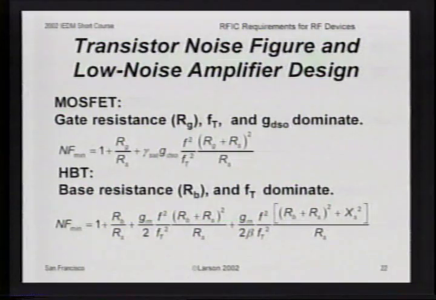And then there's a final term which actually depends on the current gain, or beta, of the transistor. And this is the one area where bipolar devices have a slightly worse intrinsic noise figure than MOSFETs. This shot noise in the base tends to slightly raise the noise figure in some cases.